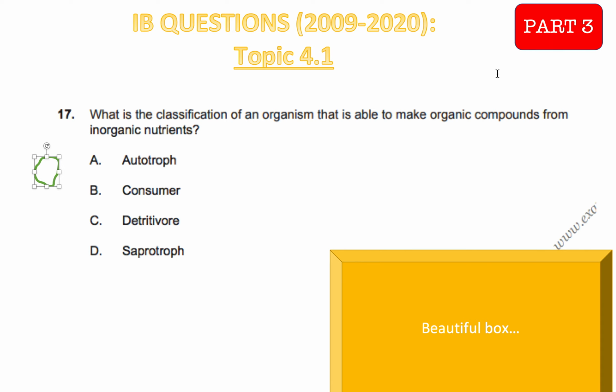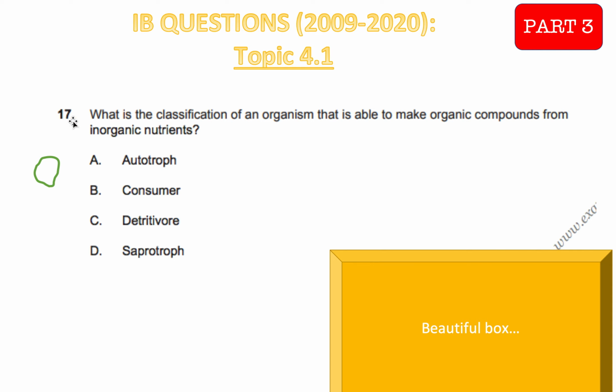So here we got part 3. Give this question a go by yourself, and I'll explain what the answer should be. So what is the classification of an organism that is able to make organic compounds from inorganic nutrients?